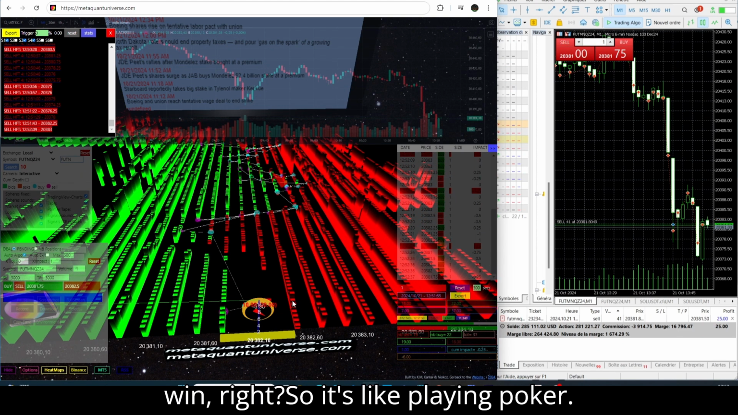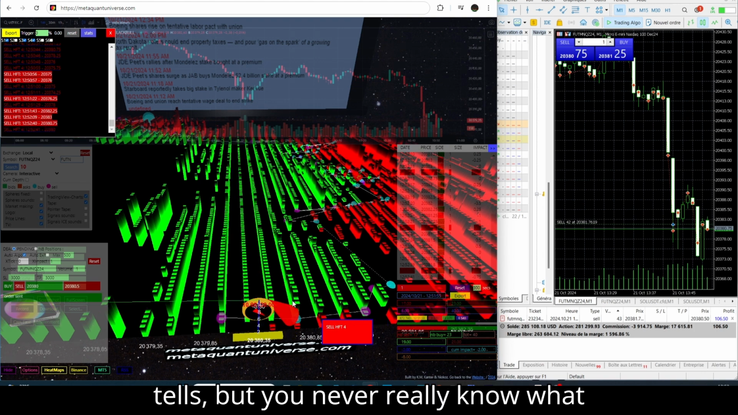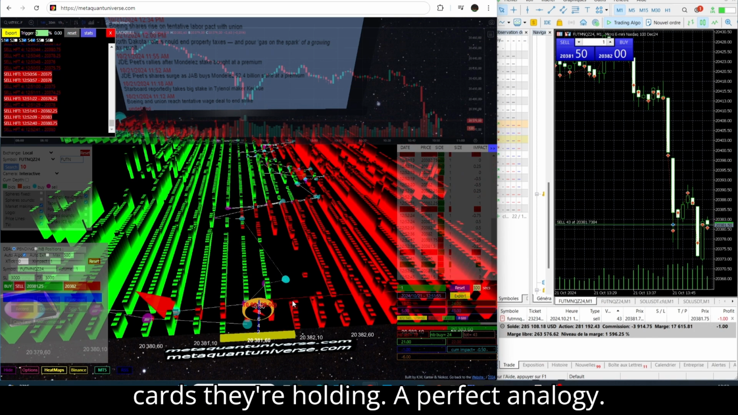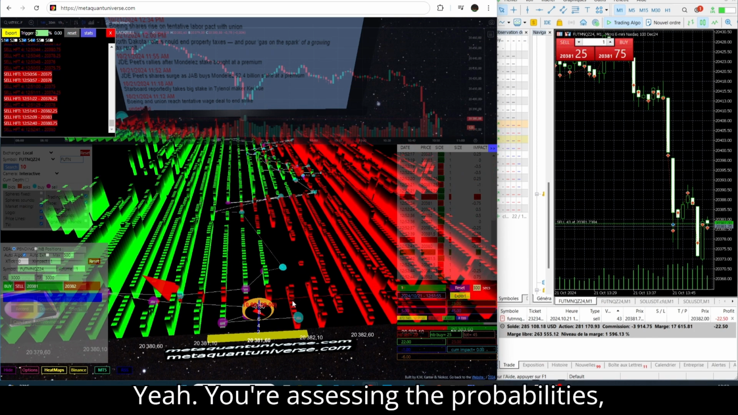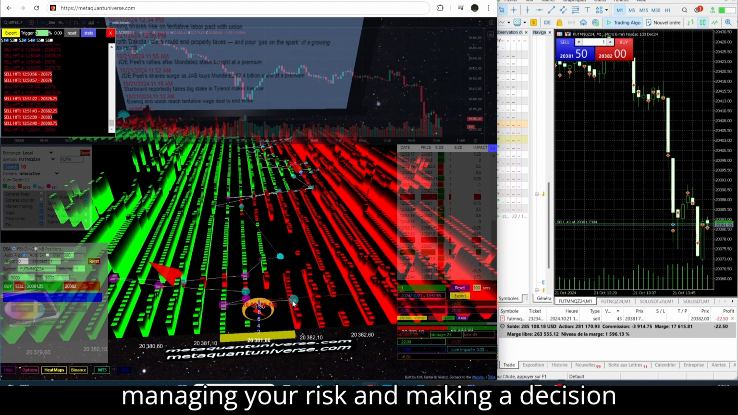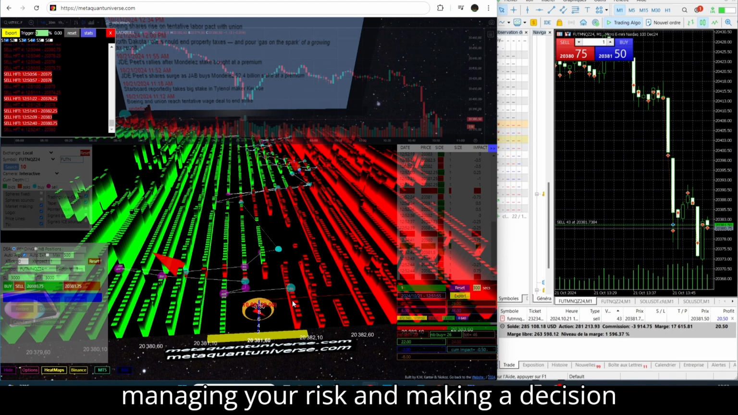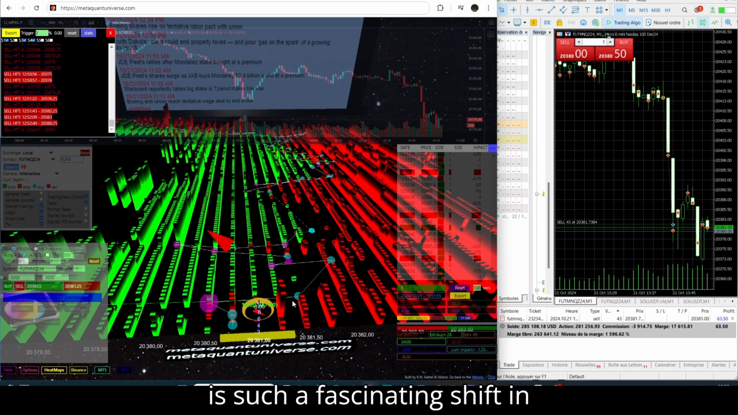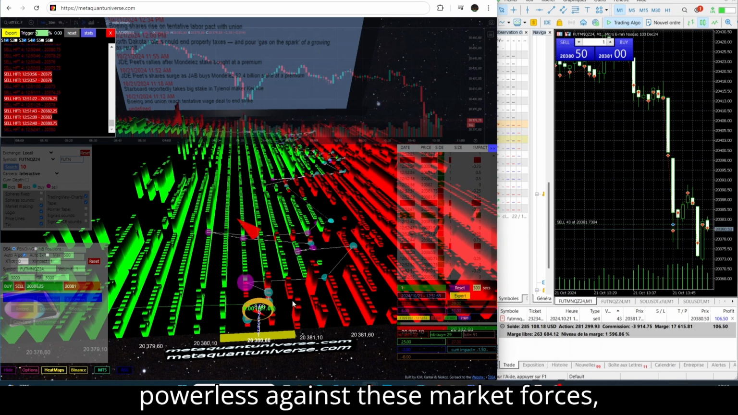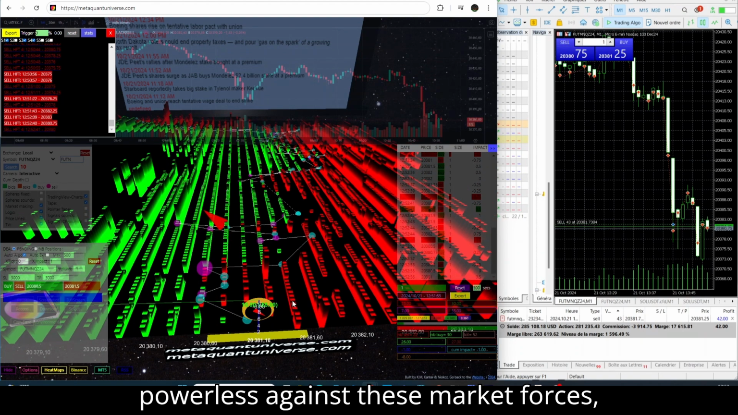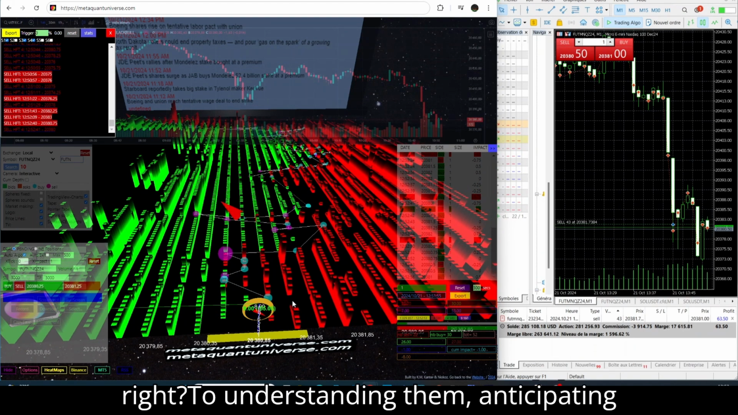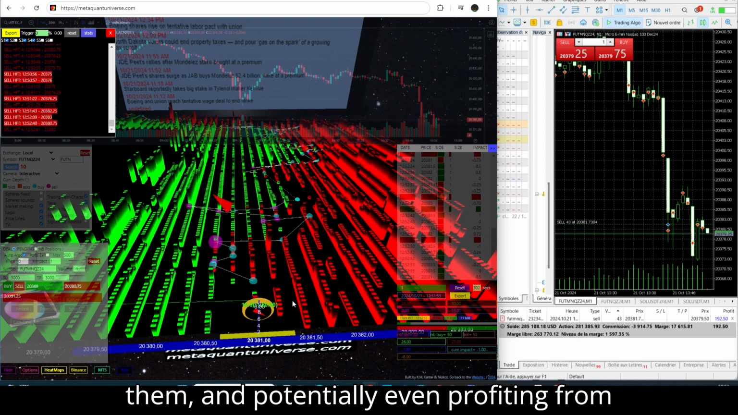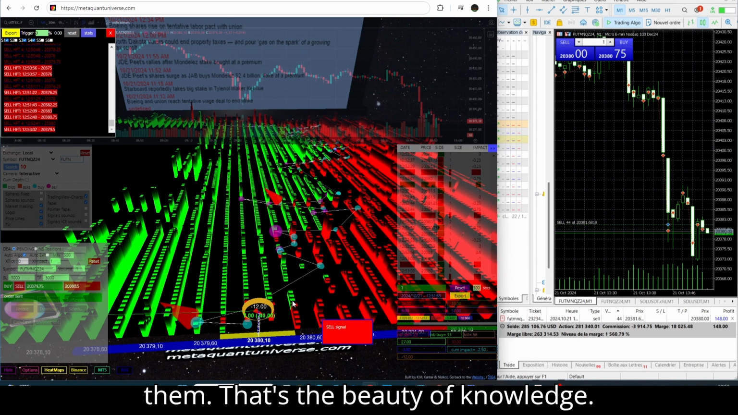So it's like playing poker. You're reading the other player's tells, but you never really know what cards they're holding. A perfect analogy. You're assessing the probabilities, managing your risk, and making a decision based on the information you have. This is such a fascinating shift in perspective. We're going from feeling powerless against these market forces to understanding them, anticipating them, and potentially even profiting from them. That's the beauty of knowledge.